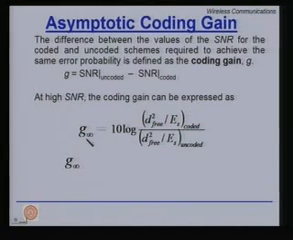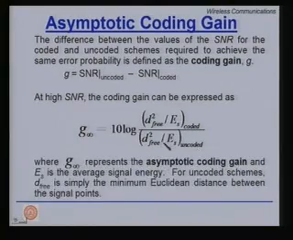So, we define G infinity, the asymptotic coding gain, as 10 log of d free squared over Es normalized for coded, divided by d free squared over Es for uncoded. Here G infinity represents the asymptotic coding gain and Es is the average signal energy. For uncoded schemes, d free is simply the minimum Euclidean distance between the signal points.